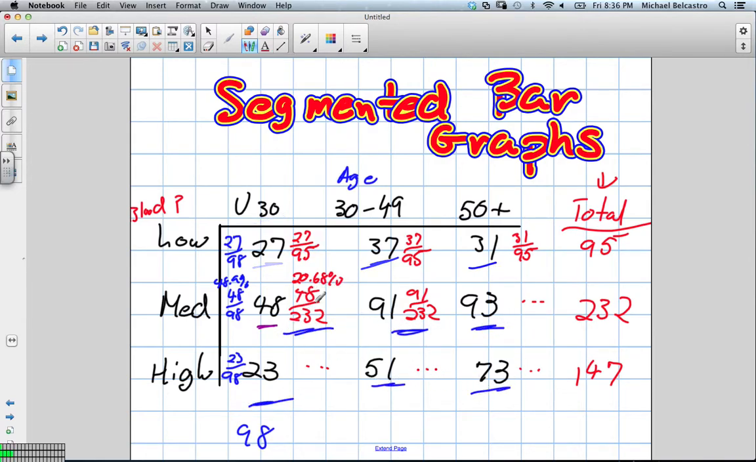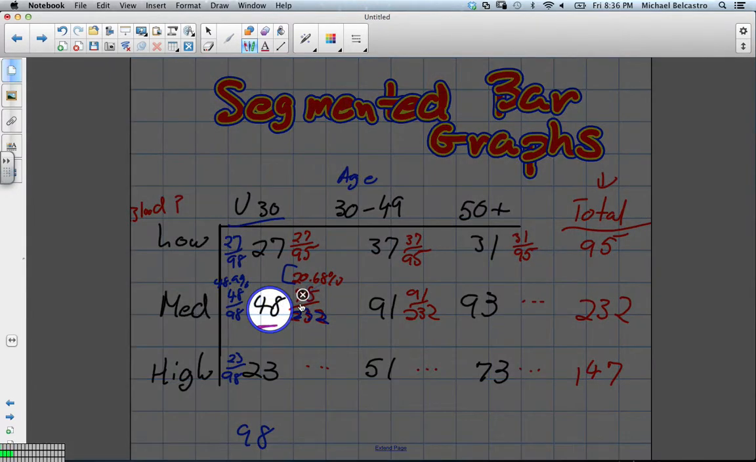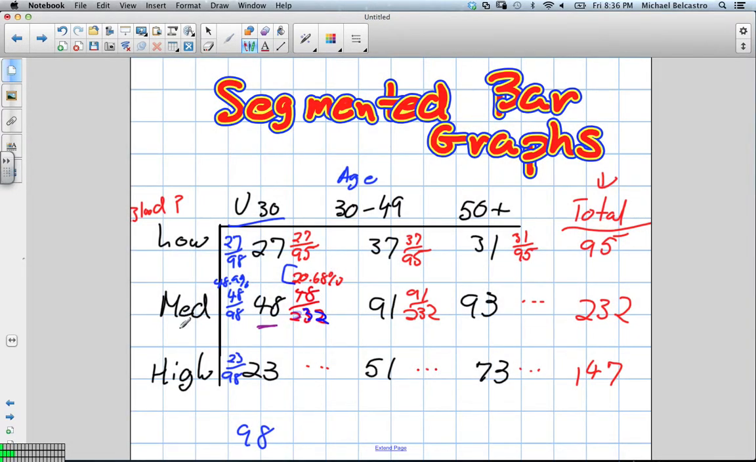So for instance, again, we added up all the mediums. We discovered that 232 people had medium blood pressure. And in the first category, 48 out of the 232 were under 30, which means this specific category took up about 20% of medium.